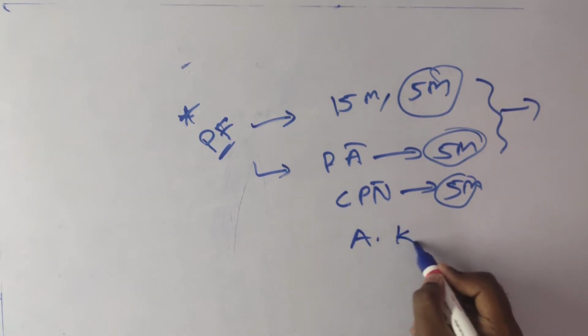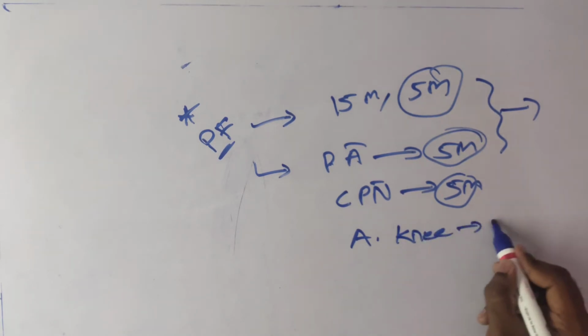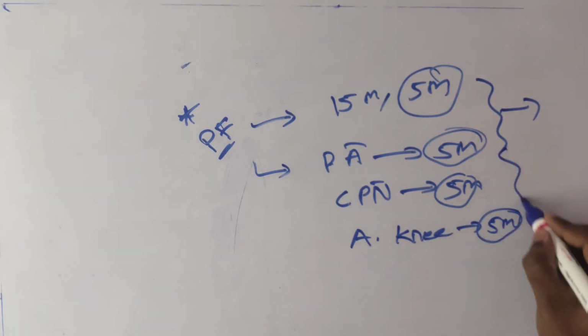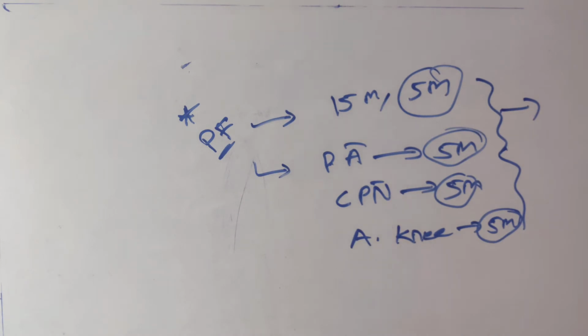Anastomosis around knee joint. This is for 5 marks. In these 4 questions, 1 question will come for the examination. Anastomosis around knee joint. So we have to be careful of these concepts.